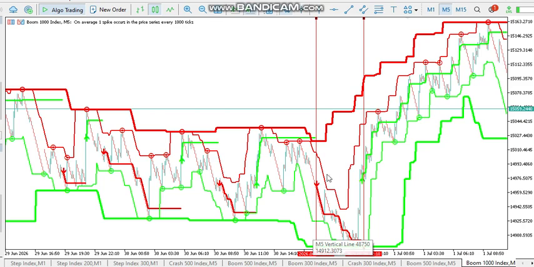You can see that. So we enter at this particular area, and we wait for this light green line to reach our support.